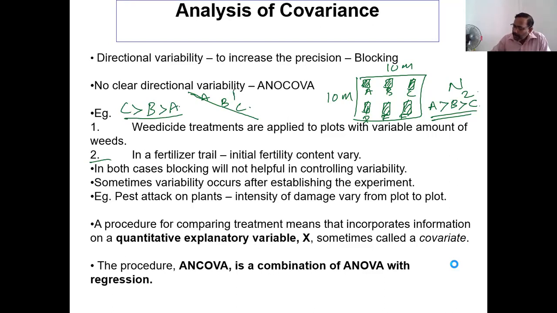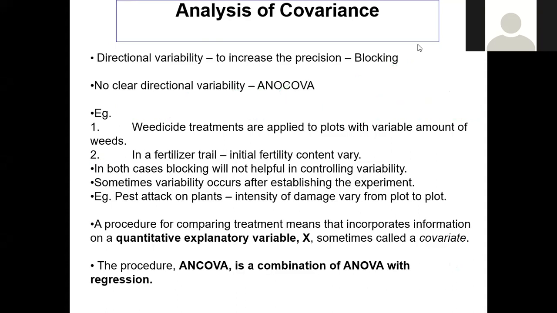So here we can do RCBD, blocking. Here blocking is possible. Here blocking is not possible. You see? So under that circumstance, we go for analysis of covariance. Is it clear to everyone? In which occasion we go for analysis of covariance. I haven't talked about the ANOVA table yet, but I'm introducing this design, in which occasion we go for this design.